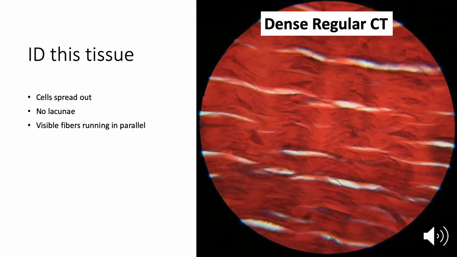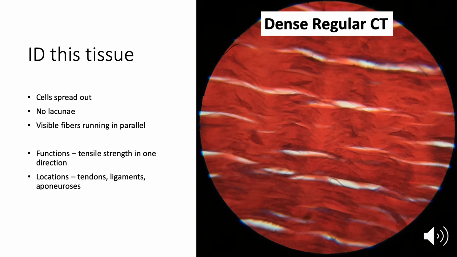Dense regular connective tissue provides tensile strength in one direction and is found in your tendons, ligaments, and aponeuroses. Those fibers are collagen fibers all running in one direction, and collagen provides tensile strength, and therefore that's what this tissue does as well. This is one of our dense regular connective tissue slides.